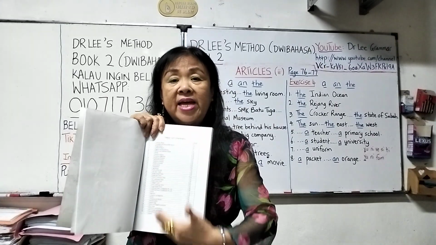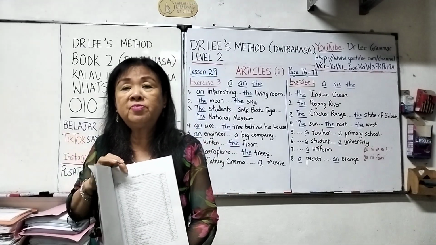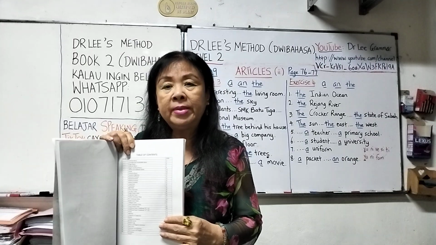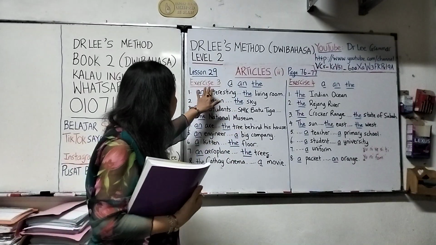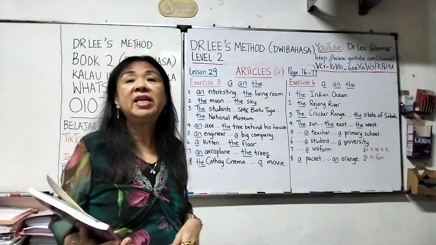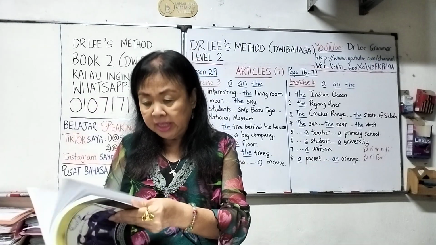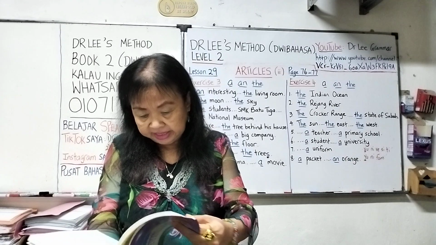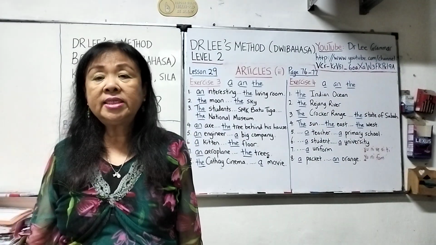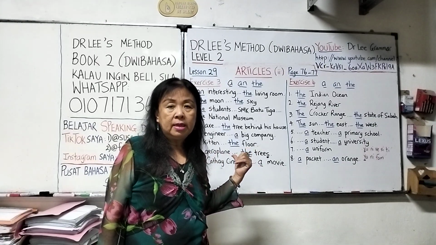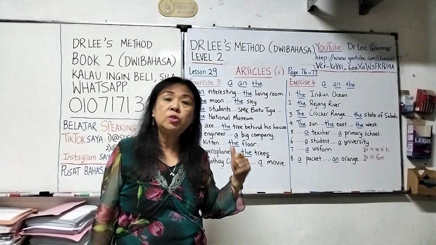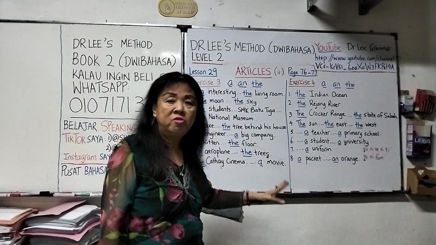If you look closely at the contents here, you will see that there are 40 lessons altogether, and these 40 lessons are a very complete content for grammar. For now, I have already come to lesson 29, and because this has 40 lessons, we have another 11 lessons to go. If you have this book, you can turn to page 76, 77. We are at the lesson on articles, and this is my second video on this lesson. The first video was exercise 1 and 2, and this video is exercise 3 and 4.